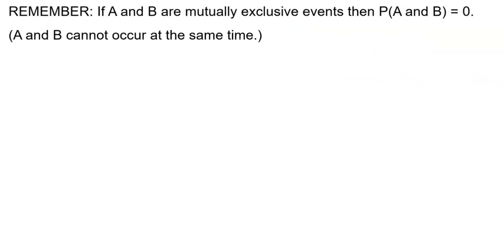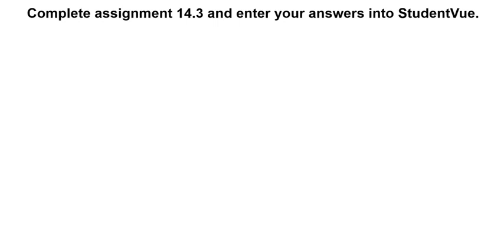Now, remember, if A and B are both mutually exclusive events, they cannot happen at the same time, then the probability of A and B will always equal 0 because A and B cannot occur at the same time. So that would be impossible, which would be a probability of 0. So let's go ahead and complete assignment 14.3 and put those answers into Student View.